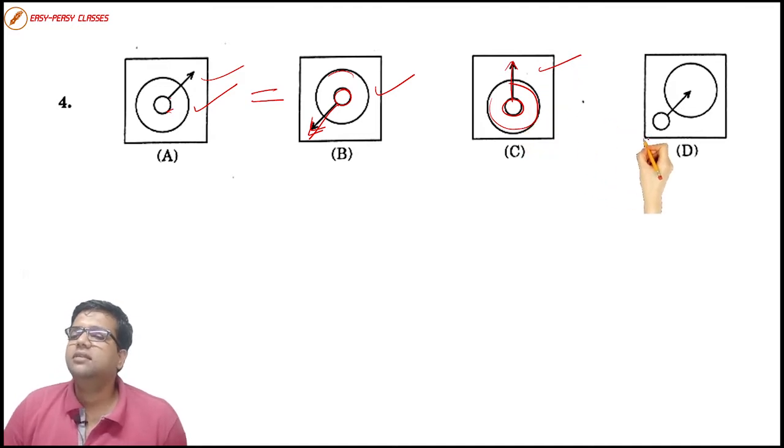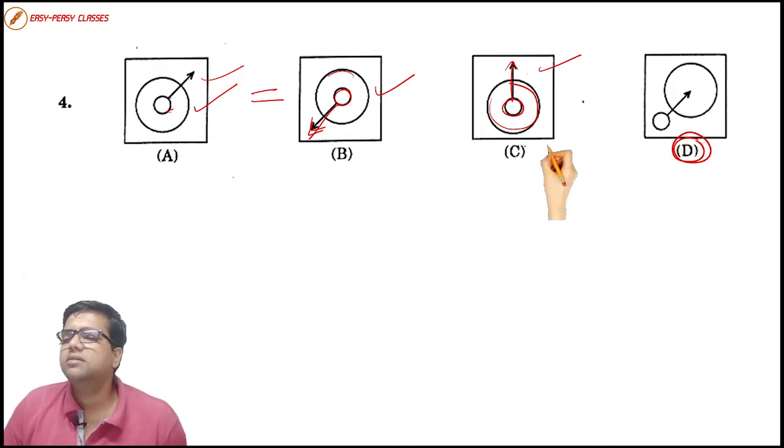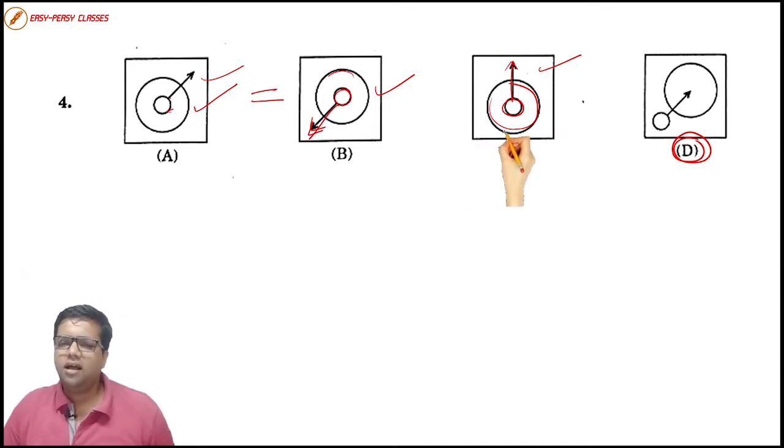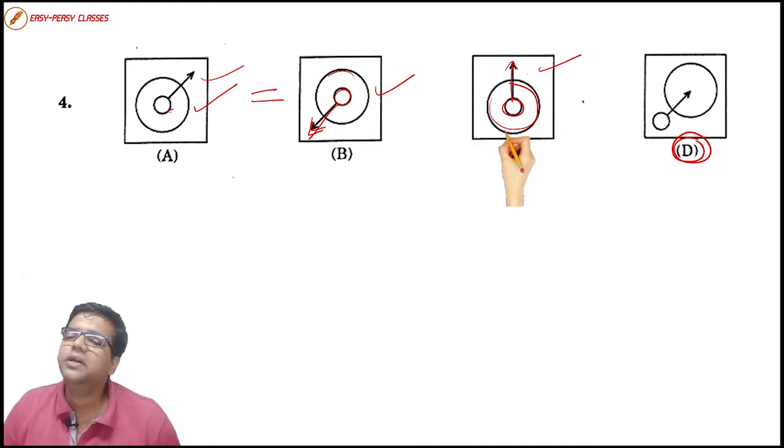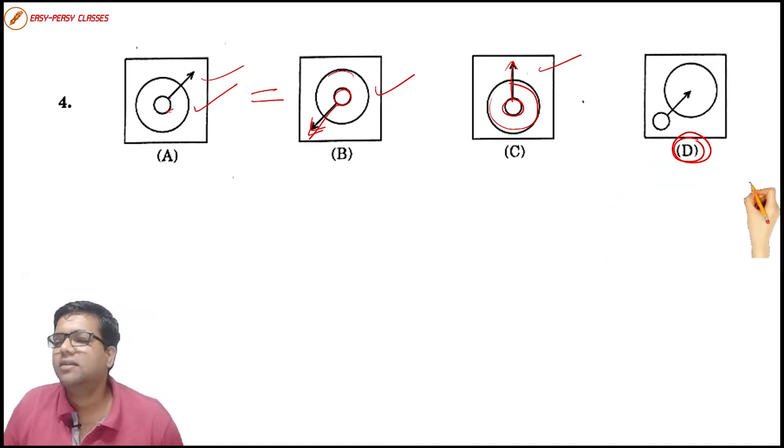Fine. I think the fourth one is the odd man out, because we are done with the first three options. Logically, there is no need to go for the fourth option for verifying. You can directly, blindly, mark it as the answer.